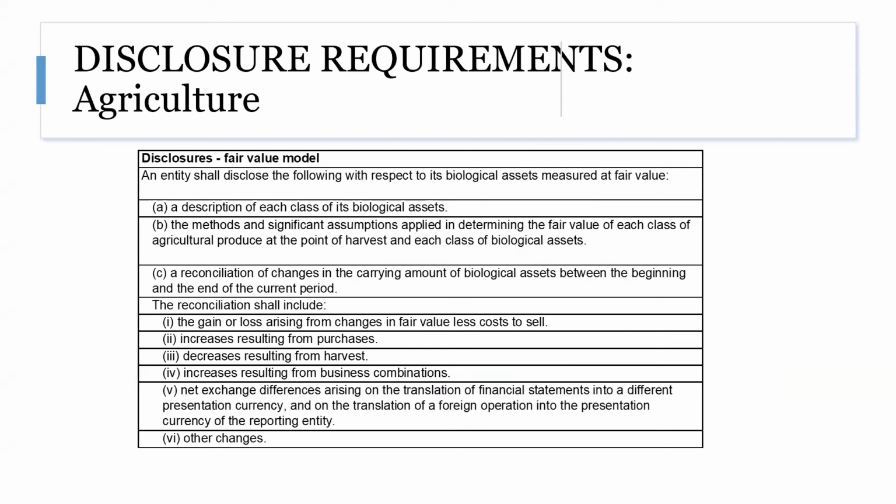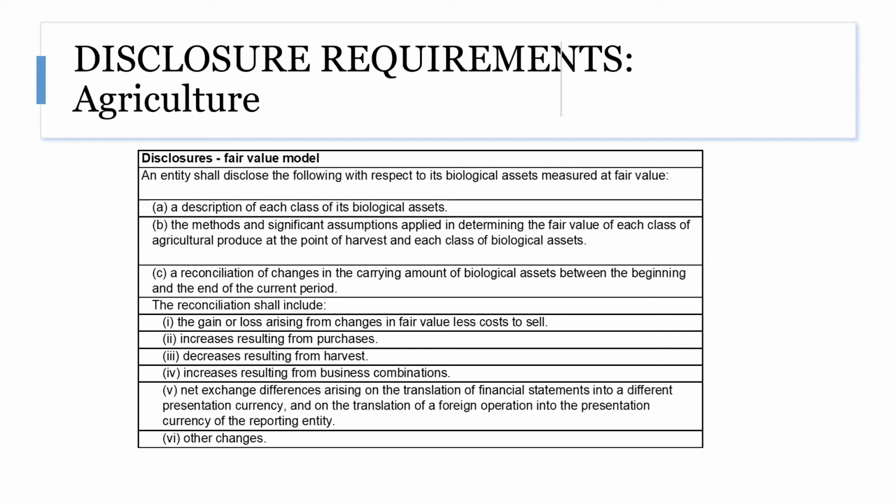So these are the disclosure requirements for agriculture. So if naka-fair value model, so we have to disclose yung description of each class of its biological assets. Like for example, meron tayong growing crops or meron naman tayong mga cattle. So we have to describe it. Yung methods ng significant assumptions applied in determining the fair value of each class, yung reconciliation ng changes na carrying amount between the beginning and the end of the current period.